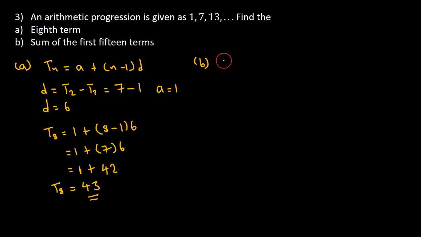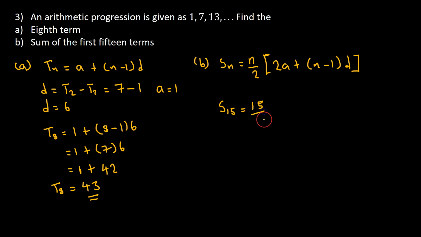So which is finding the sum of the first 15 terms. The formula for the sum, it is Sn equals n over 2 times 2a plus n minus 1 and then multiplied by d. So we are finding the sum of the first 15 terms. So where there is n, we can replace with 15. We write 15 over 2.